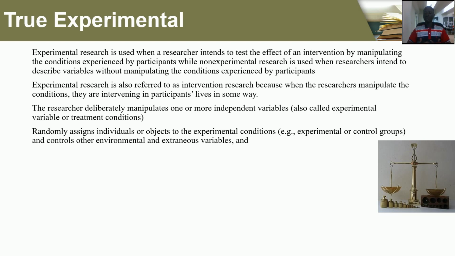So what we are trying to say is that in true experimental research design, there is a control group and an experimental group, but we have to manipulate one group to know the effect that will come out. We also measure the effects of the independent variable on one or more dependent variables.